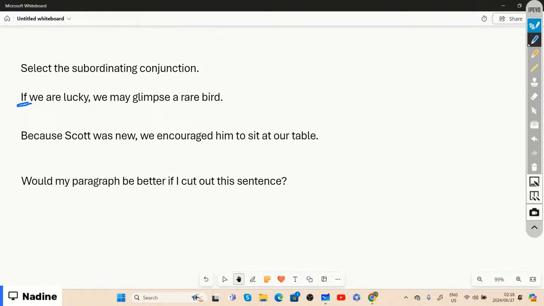All right, and then the next one says, because Scott was new, we encouraged him to sit at our table. So we need to select the subordinating conjunction within that sentence.